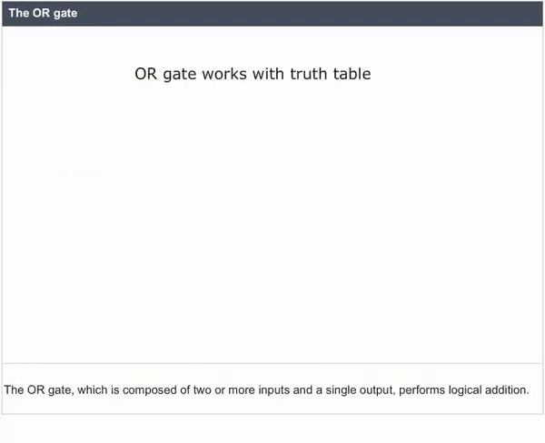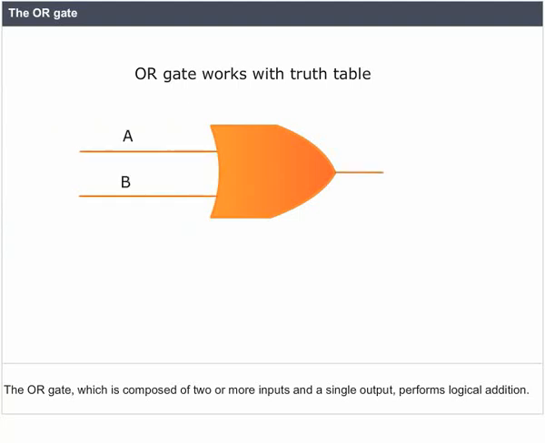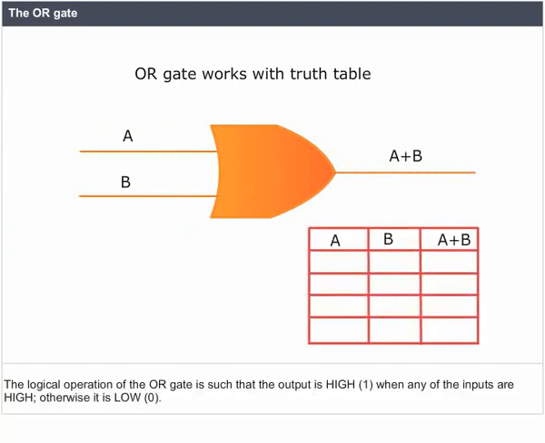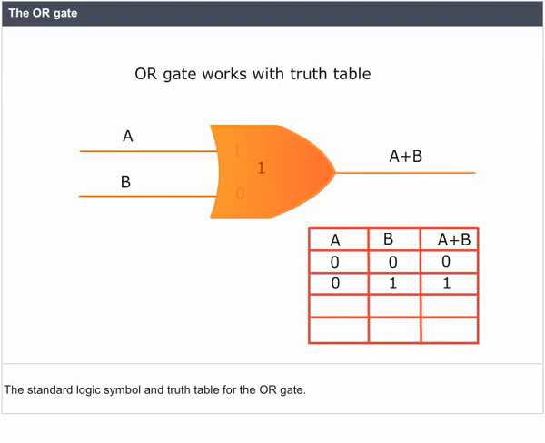The OR gate. The OR gate, which is composed of two or more inputs and a single output, performs logical addition. The logical operation of the OR gate is such that the output is high, 1, when any of the inputs are high. Otherwise, it is low, 0. The standard logic symbol and truth table for the OR gate.